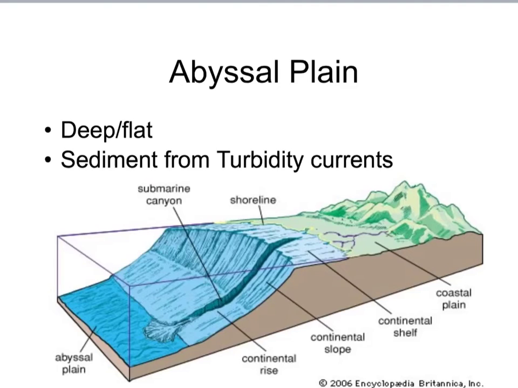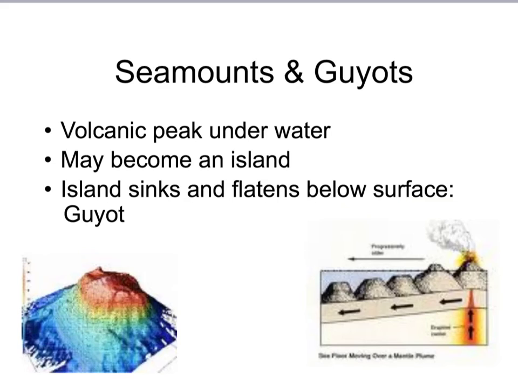Abyssal plains are simply the deepest, flattest parts out in the open ocean. There is a lot of sediment that settles here due to currents. Seamounts are simply volcanic peaks underwater. Some of the seamounts most familiar to you would include islands, such as the Hawaiian Islands. Some seamounts underwater do not become islands if they never reach the surface. A guyot is an island that sinks and flattens below the surface. A guyot is what the Hawaiian Islands will eventually become.